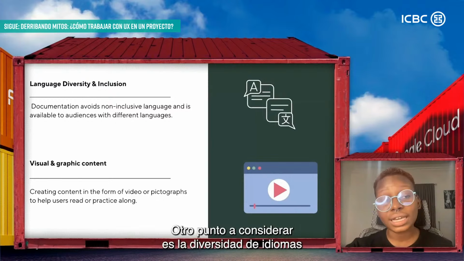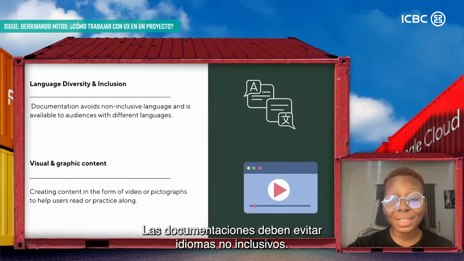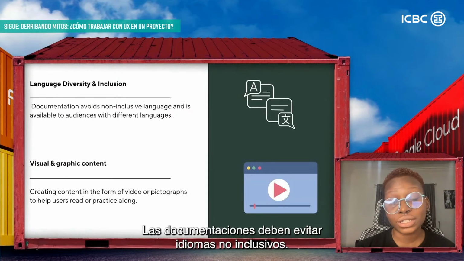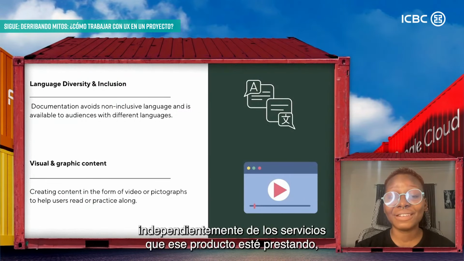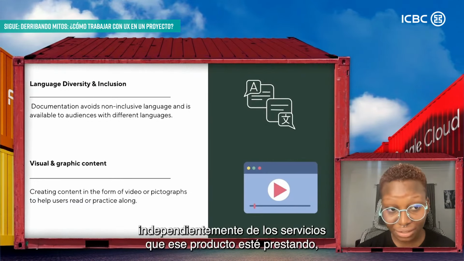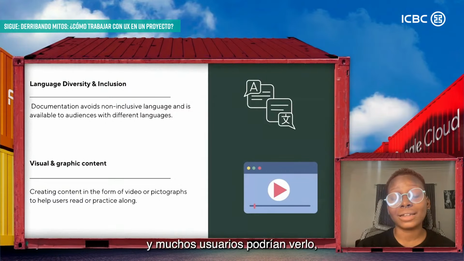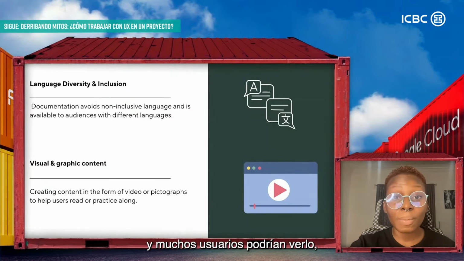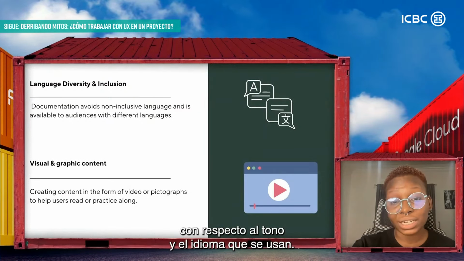Another thing to consider is language diversity and inclusion. Now, documentations should avoid non-inclusive languages. And by non-inclusive languages, I mean, regardless of the services that the product is rendering, you should also consider that this is going to be on the web and a lot of users could come across it. And so you should be inclusive with the kind of terms and language that you use.